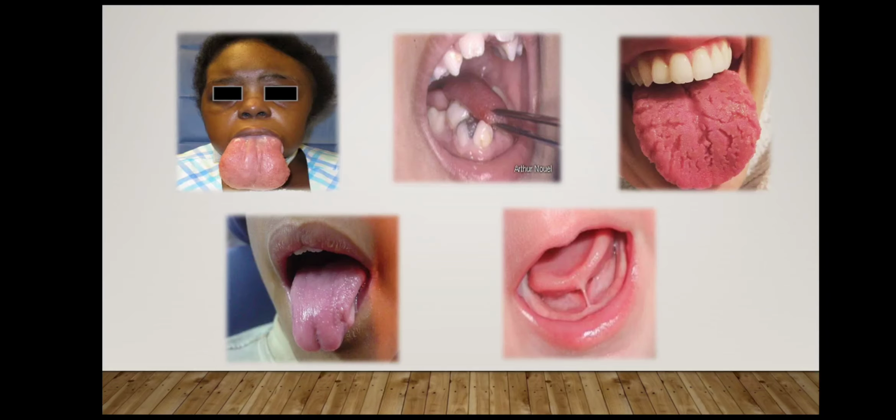This is a patient with a macroglossia. This is a patient with microglossia. This is fissured tongue, bifid tongue, and tongue tie.